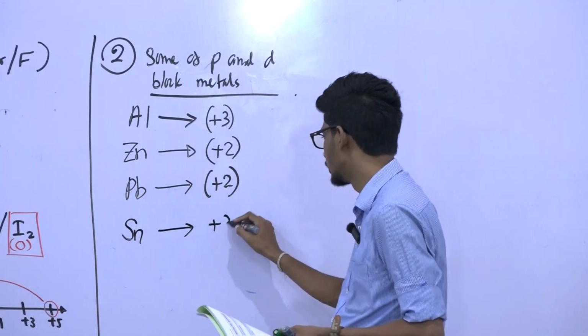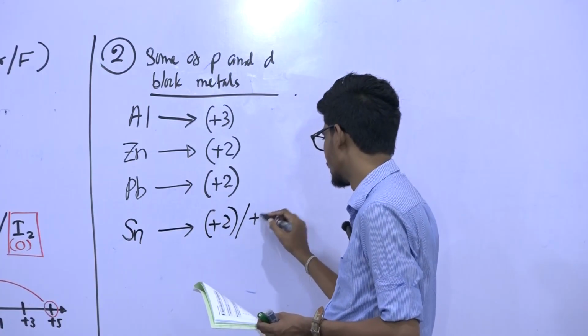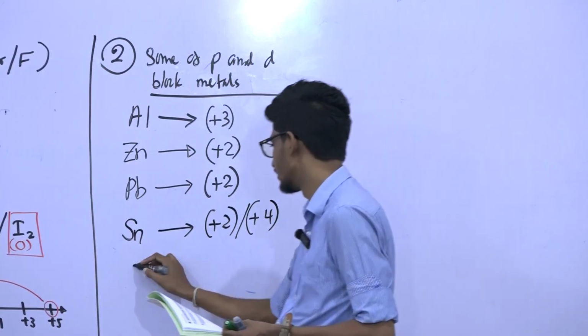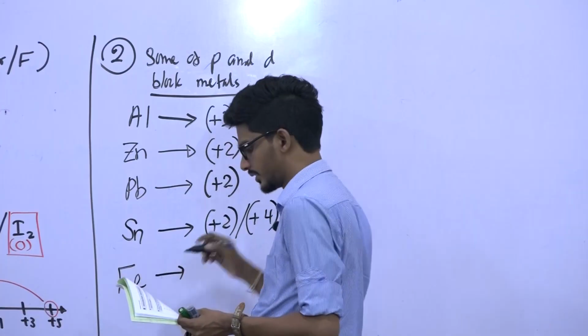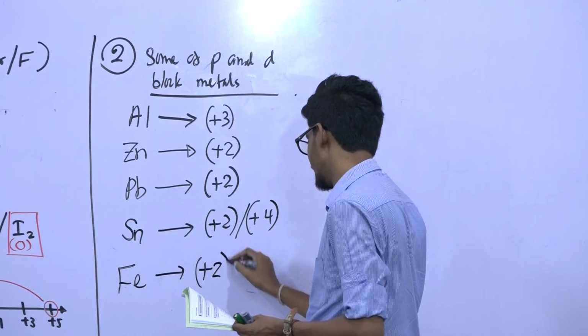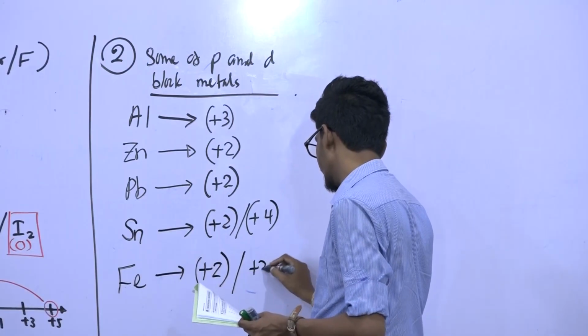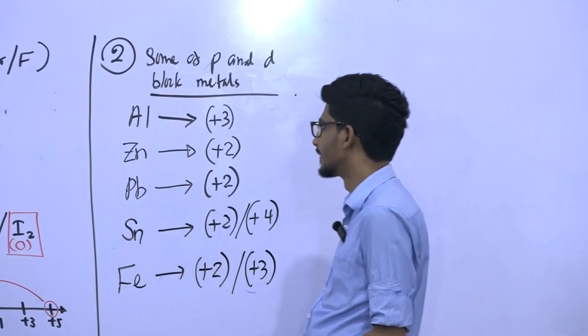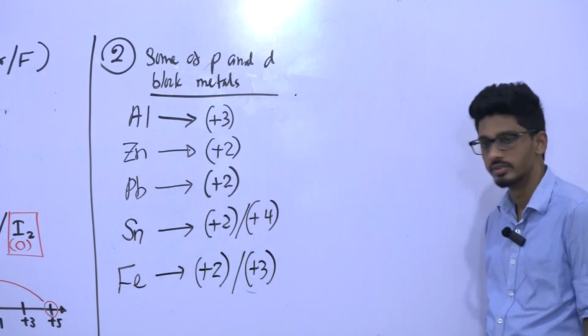With tin, both +2 and +4 are possible, right? When it comes to iron, iron can exist as +2 iron or +3 iron. Those are some things you definitely know, right?